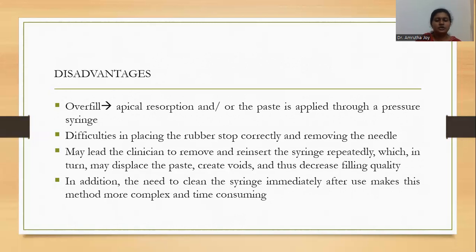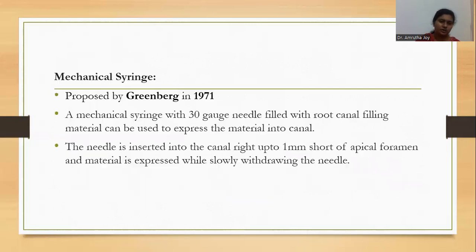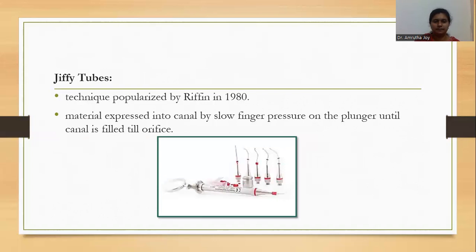And it needs to be cleaned immediately after the use, and so it makes this technique more time consuming. Next method is using mechanical syringe, proposed by Greenberg in 1971. A mechanical syringe with 30 gauge needle is filled with root canal filling material and can be used to take the obturating material into the canal. The needle is inserted up to 1 mm short of the apical foramen or working length, and then material is expressed while slowly withdrawing the needle.